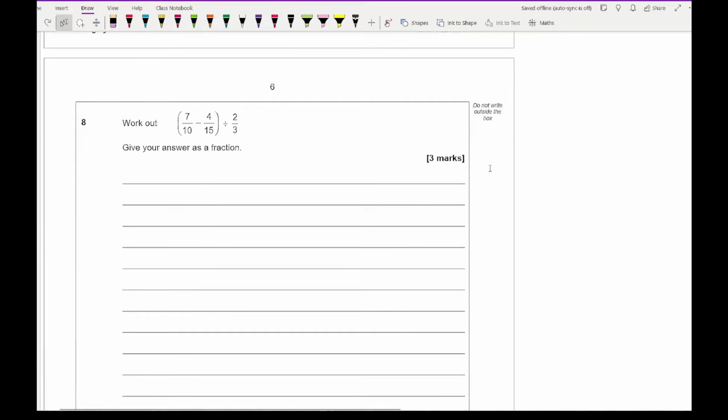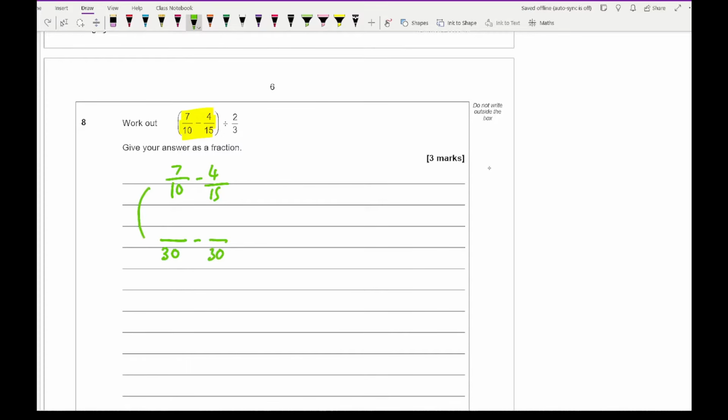Moving on to question 8, it says work out, and we've got this fraction. So what we want to do first is work out the brackets. So it's going to be 7 over 10 minus 4 over 15. So when we're subtracting, we want common denominators. So my common denominator is going to be 30.